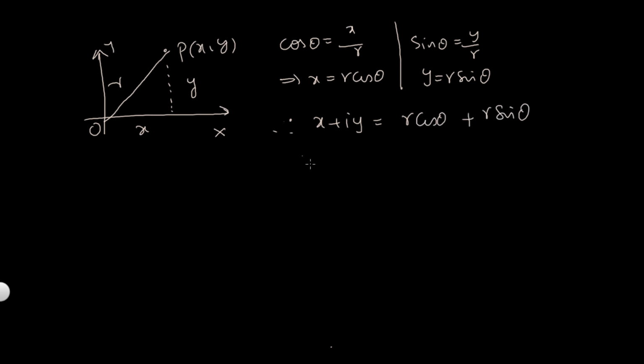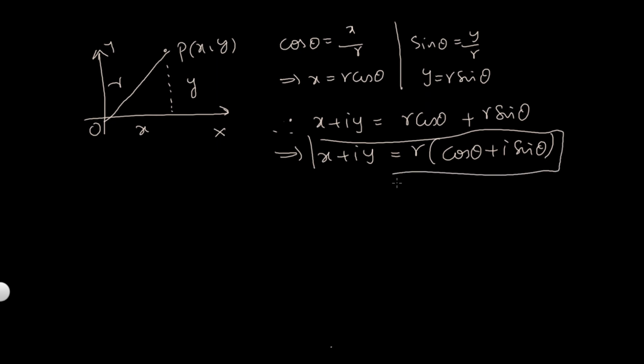That implies x plus iy equal to r times cos theta plus i sin theta. This is known as the modulus amplitude form. The proof of the given question, a simple derivation: cos theta is defined as x by r and sin theta is defined as y by r.